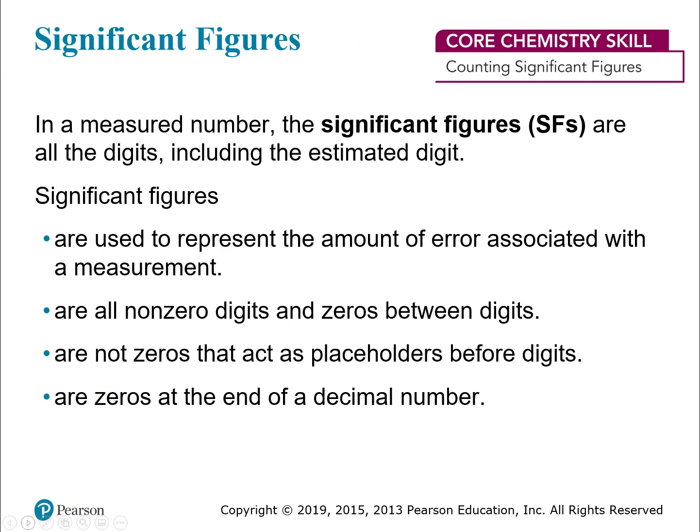So all these numbers and all the digits in a measured number, they're significant figures, including the estimated digit. And we use significant figures to represent the amount of error associated with the measurement. All of the non-zero digits and the zeros between digits are significant. So non-zero digits would be 1, 2, 3, 4, etc., right? And zeros between digits, well, let's say that you had a number 108. There would be 3 significant figures in that number.